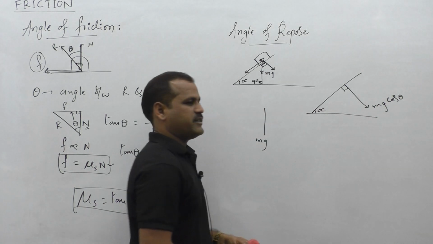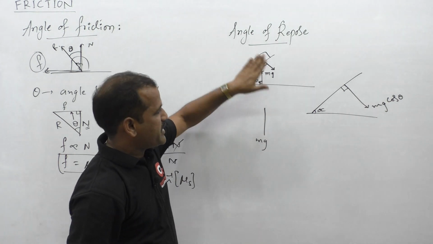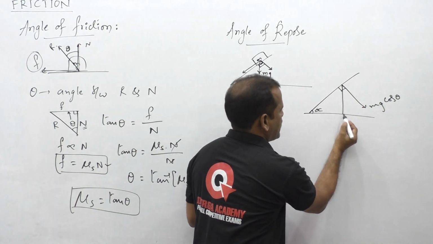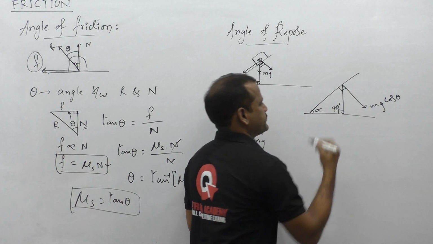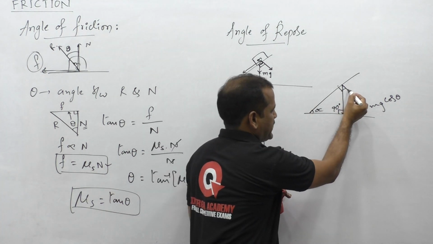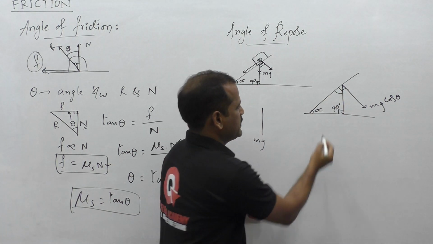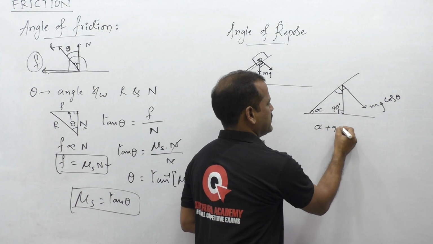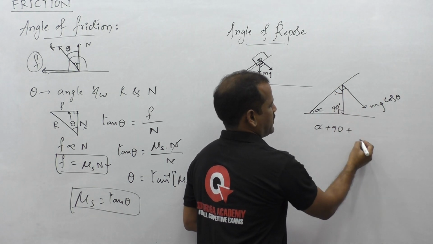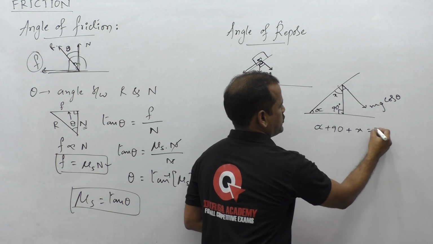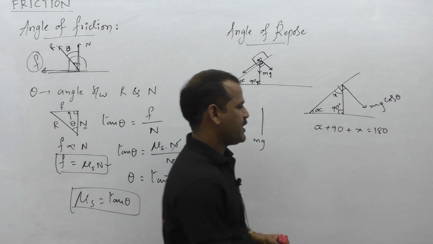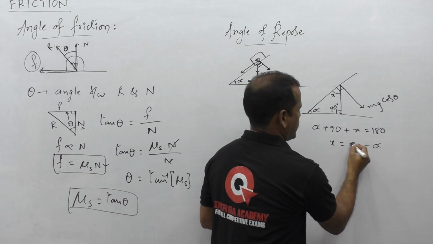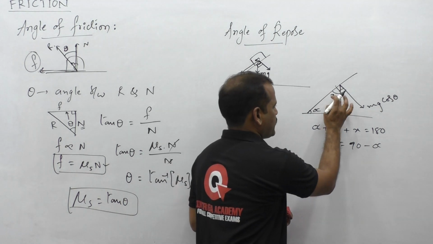Here alpha is the inclination angle, the inclined plane making an angle alpha with the horizontal. Observe, this is the weight component direction, perpendicular, 90 degrees. Now what about this angle? In this triangle, the sum of the three angles should be 180 degrees. That means alpha plus 90 degrees plus this angle, some x, should equal 180 degrees. So what is x? It is 90 minus alpha.